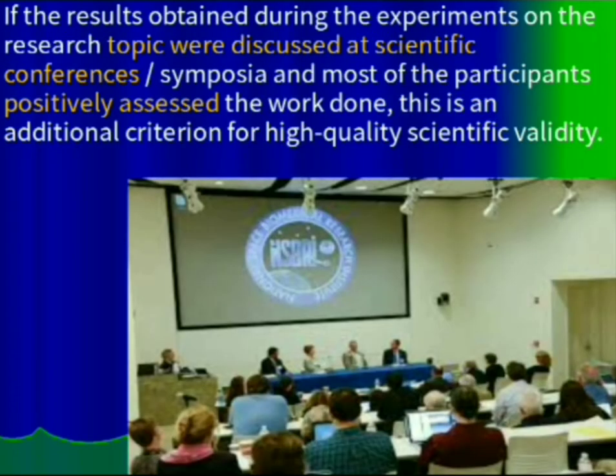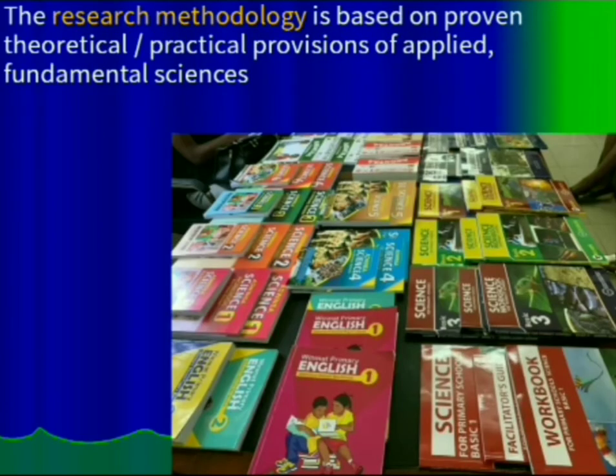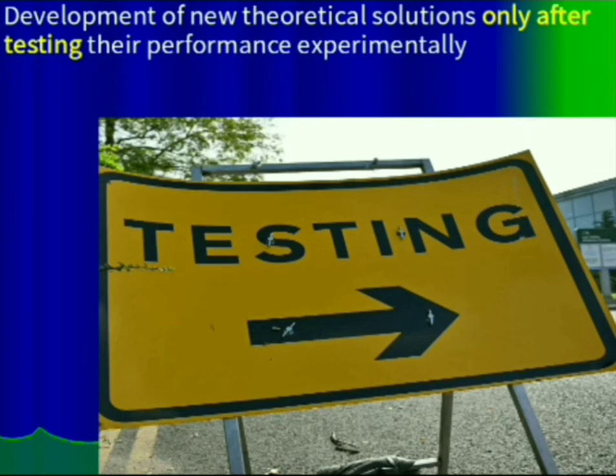Of course, the topic should be discussed at scientific conferences, symposiums, or some kind of events, where you present part of your dissertation paper. The statistical or analytical data should be taken from official documents and official sources, allowing a comprehensive study of the problem under consideration. Research methodology should be based on proven criteria, or theoretical and practical works of fundamental sciences. What does it mean? You have to refer to the work of scientists whose works have been proved by specialists or some kind of organization.